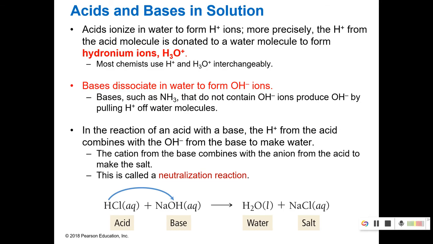So remember we saw that H3O plus earlier. That is just a hydrogen added to water. So you're going to see those a lot. It's just going to be H plus or H3O plus. They're used interchangeably. Remember, bases are going to dissociate or break apart into OH minus ions. So this neutralization reaction will take this H and this OH, and they're going to make water.